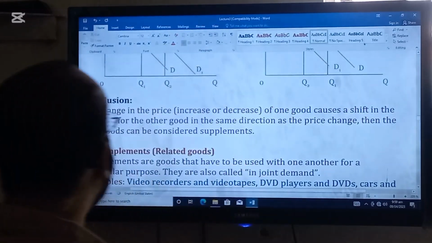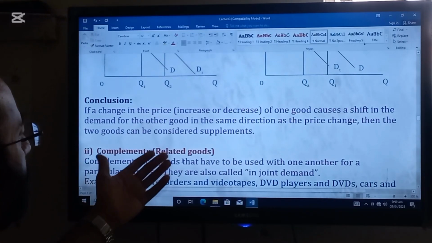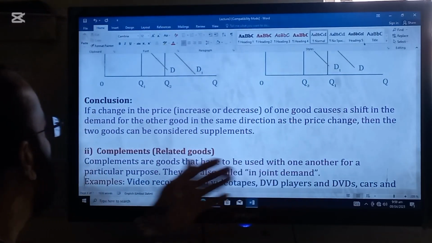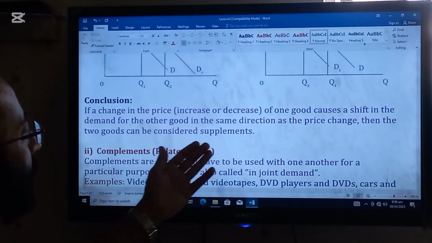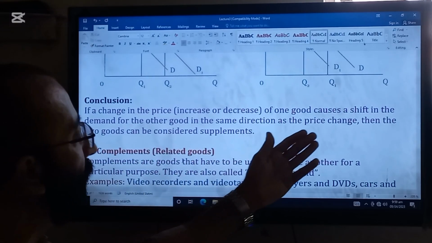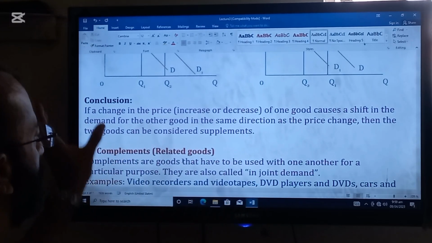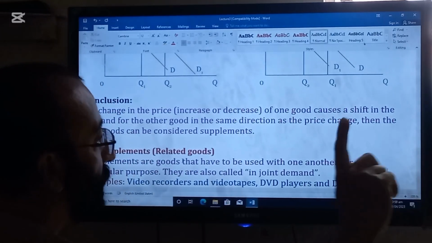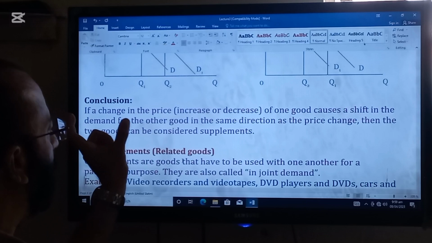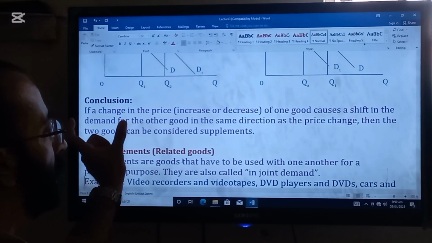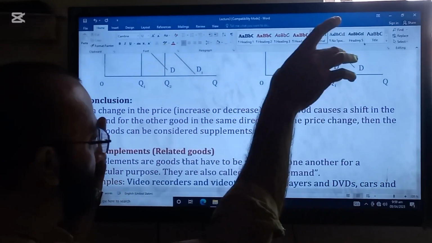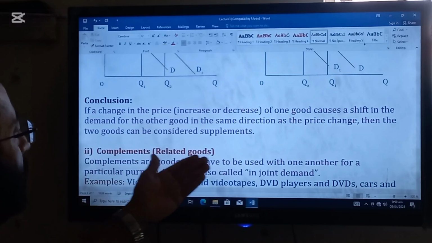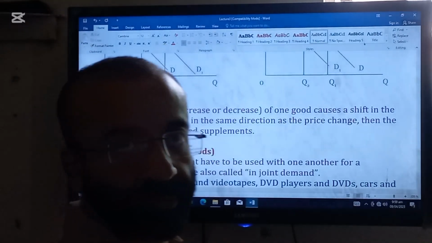So the conclusion is, if a change in the price, increase or decrease, of one good causes a shift in the demand for the other good in the same direction as the price change, it means if the price is increasing, the demand for the other product will increase. And if the price of one product is decreasing, the demand for the other product will be less. Then the two goods can be considered substitutes.